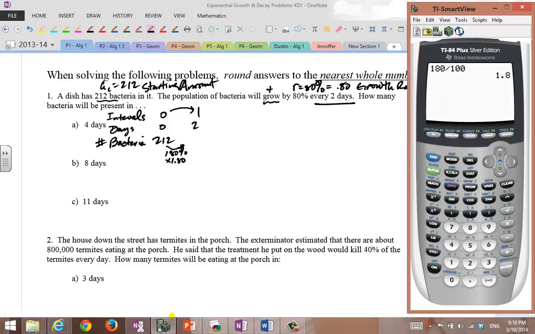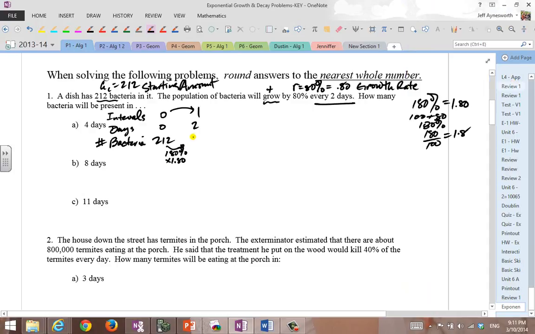Okay, so I have to multiply it by 1.80 to get the number of new bacteria. So 212, enter that in. Let me clear it out and start fresh here. 212 times 1.8. That gives me about 381.6 or 382 bacteria. So 382 bacteria after only 2 days. Again, this is days now, after one time period or interval.